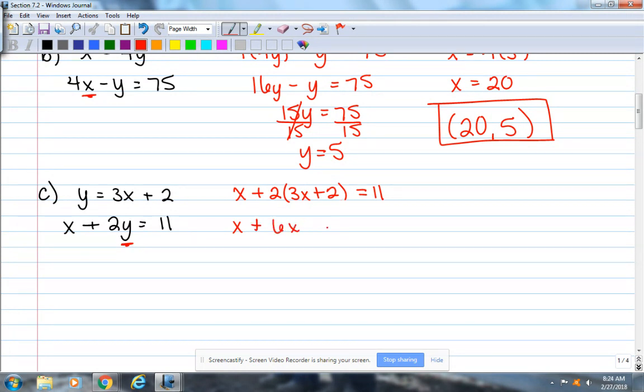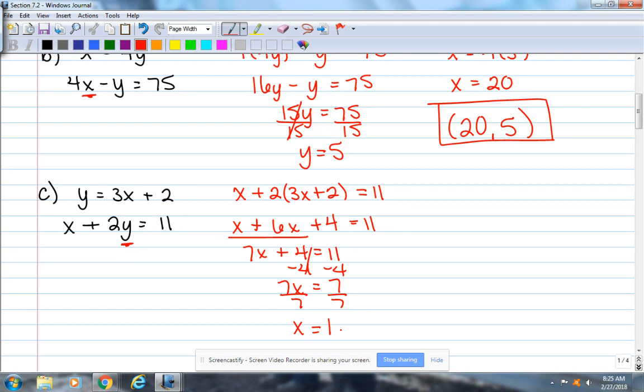What's 2 times 3x? 6x. And what's 2 times 2? 4. Equals 11. These two are like terms. So what is x plus 6x? Plus 4 equals 11. How do I solve that for x? Subtract 4. So 7x equals 7. And then I divide by 7, and x equals what? 1. So I've got x.